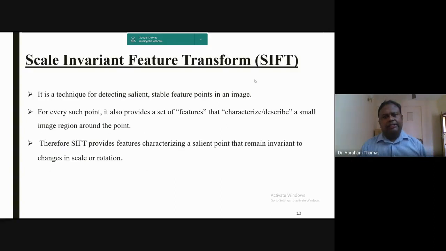Now, SIFT features, scale invariant feature transform. It is a technique for detecting salient, stable feature points in an image. For every such point, it also provides a set of features that characterize or describe a small image region around the point. Therefore, SIFT provides features characterizing a salient point that remain invariant to changes in scale or rotation.